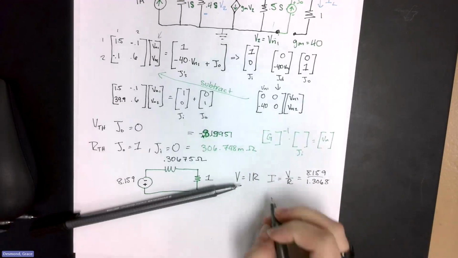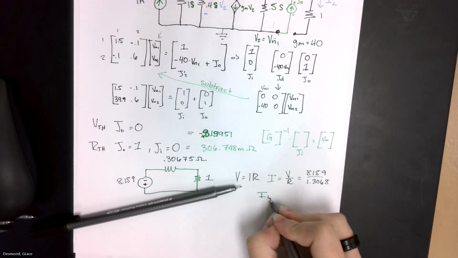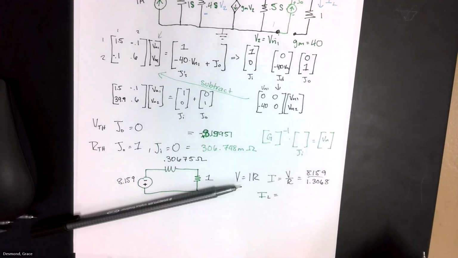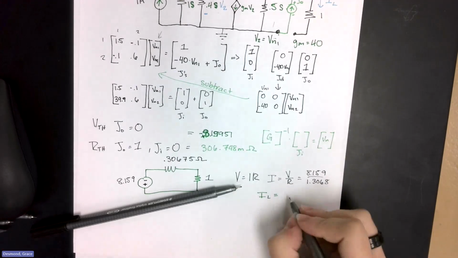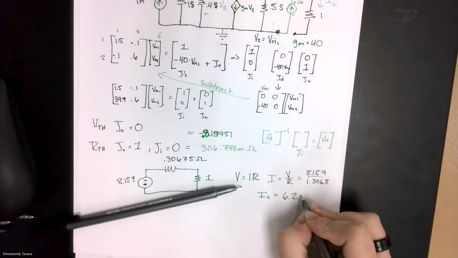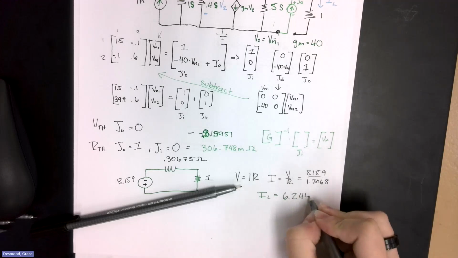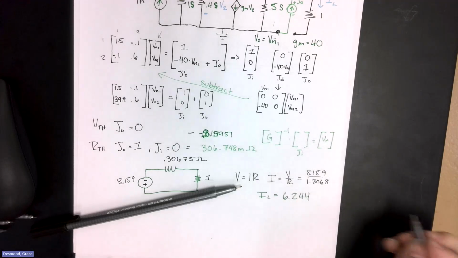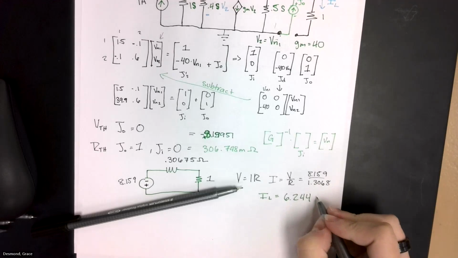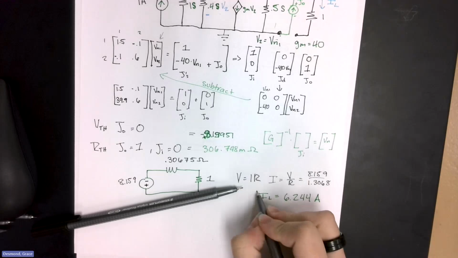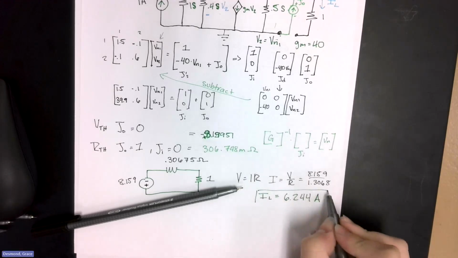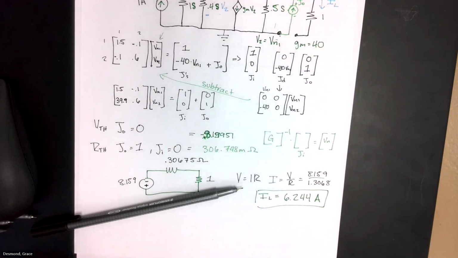So what is our IL going to equal? 6.24. Do 3 decimal places today. It's not going to be amps, it's going to be milliamps. Yep. Good stuff, and we just finished our problem. How do we feel about that? Not too bad?